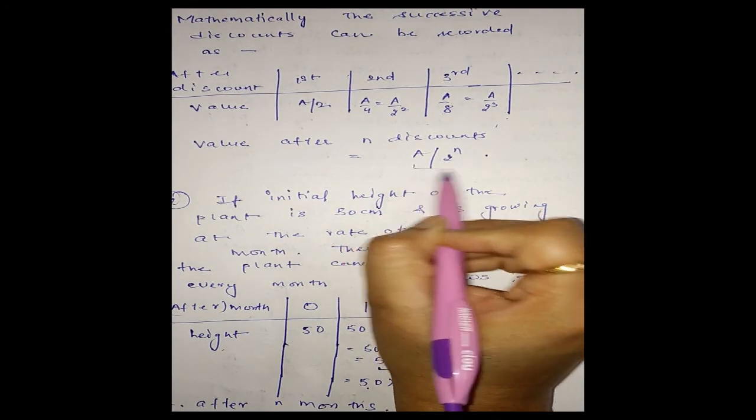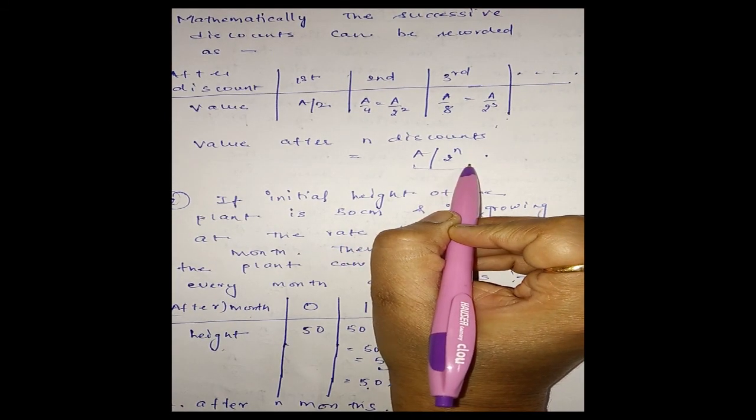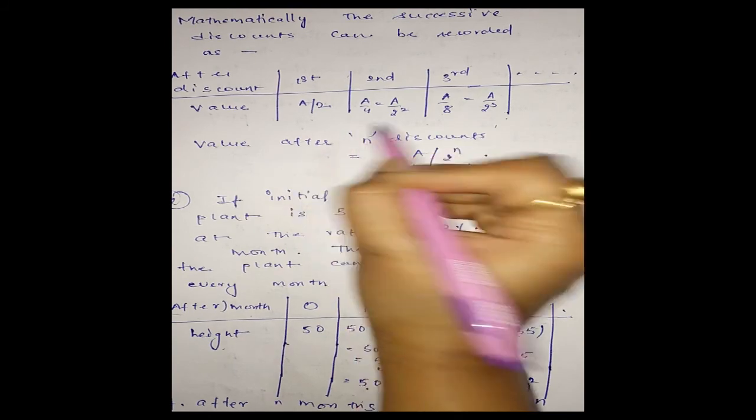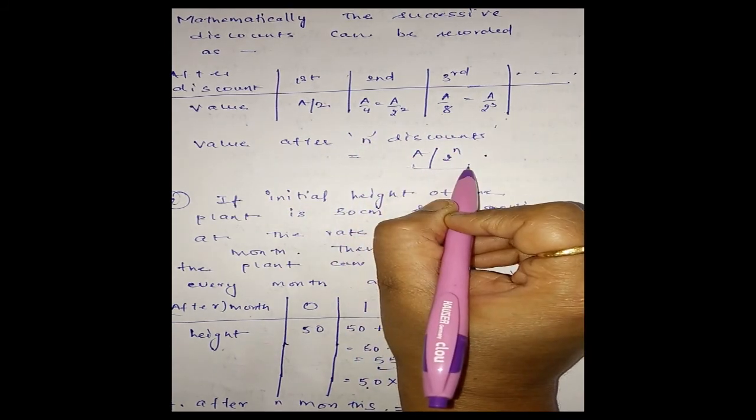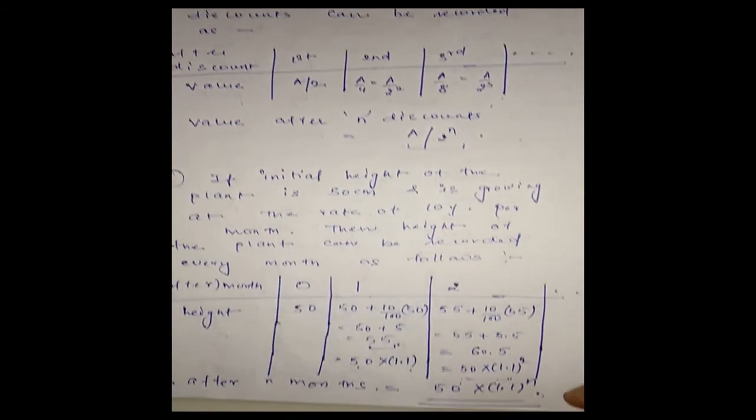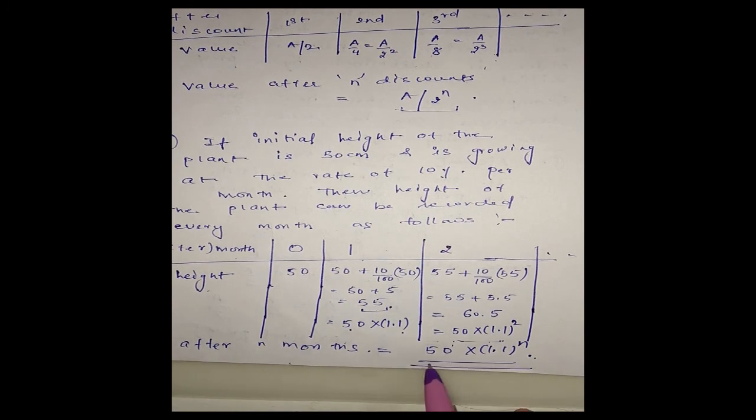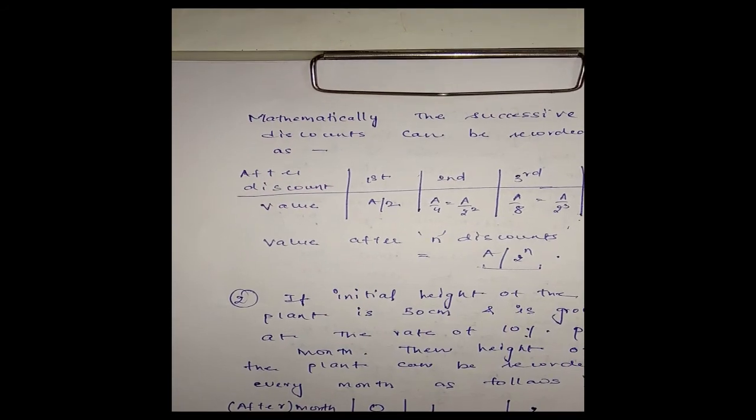Here we have written the value after nth value. This is a by 2 power n. And here also after n months it is 50 into 1.1 power n. Means there is some rule to write the nth element in the second row for given n. This gives rise to a sequence.